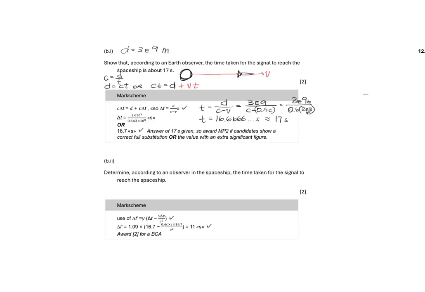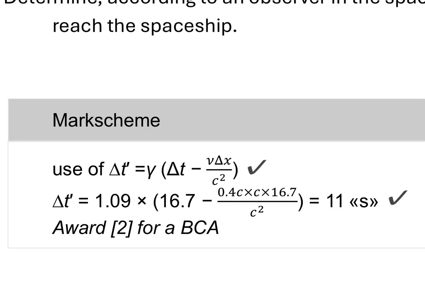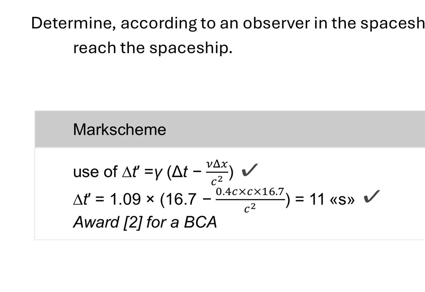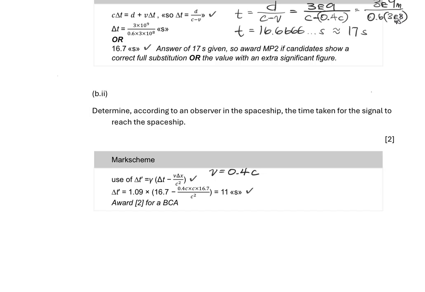But then the spaceship sees the proper time. The Earth sees the dilated time, and so the spaceship is going to see less than 17 seconds, but how do we know that? We have an equation for that, and here's our equation right off the data booklet. t prime is gamma times (t minus vx over c squared). The v is 0.4 c, but then x, where does the c times 16.7 come from? Keeping in mind that we can represent x as ct, and we know what t is: it's this 17 seconds. They're using the 16.7 as the actual answer.